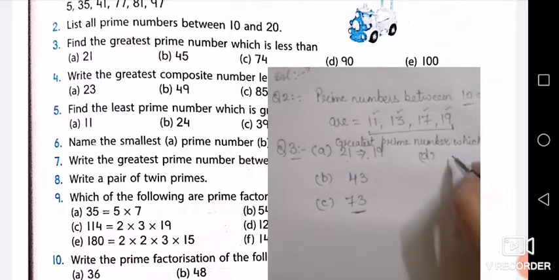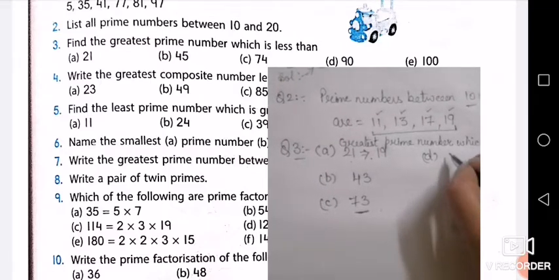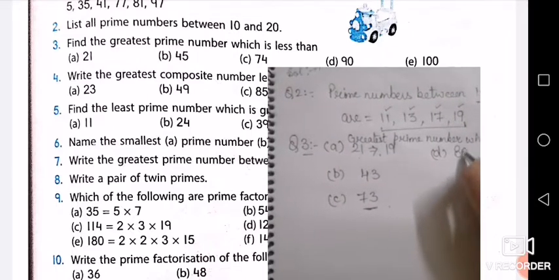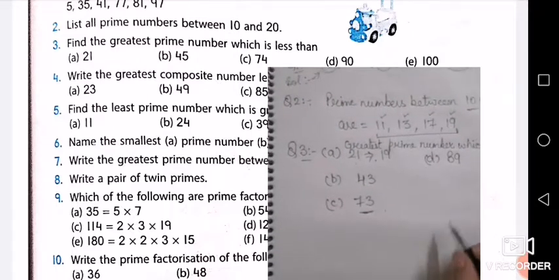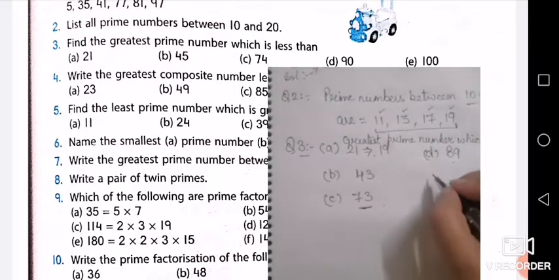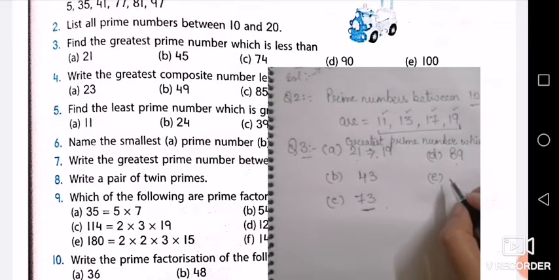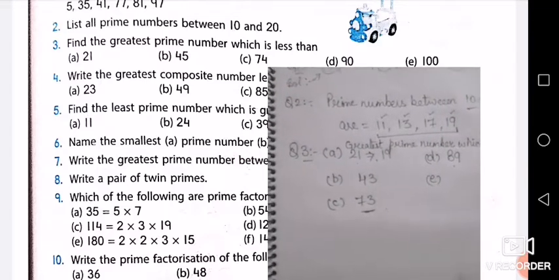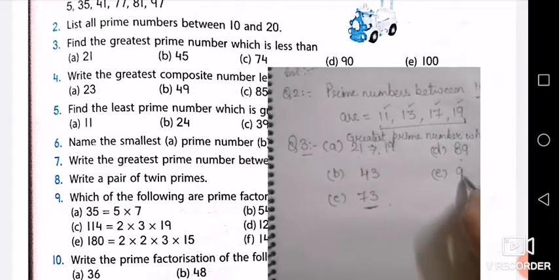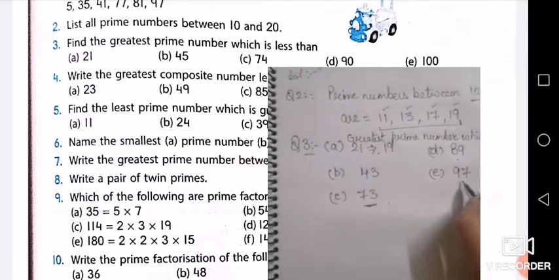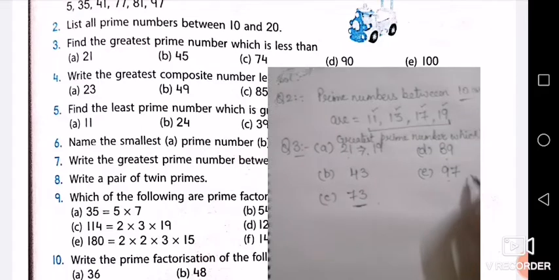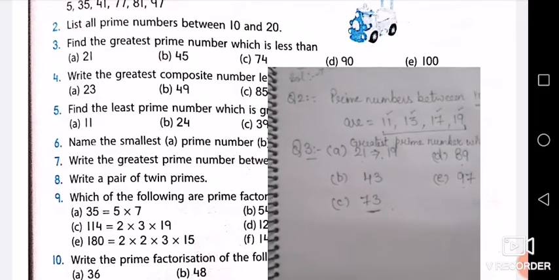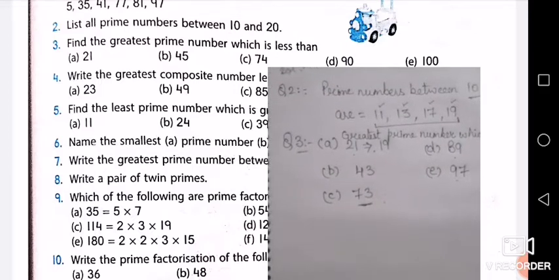Now less than 90, yes, that is which number? 89. Yes, 89 is a prime number which is less than 90. Now E part is 100. Prime number which is less than 100, just now we have done. Yes, correct. 97, because after 97, 98 and 99 are composite numbers. So 97 is the greatest prime number which is less than 100.